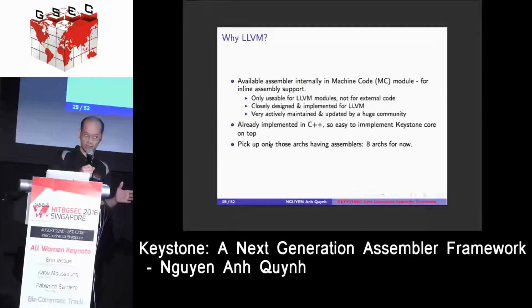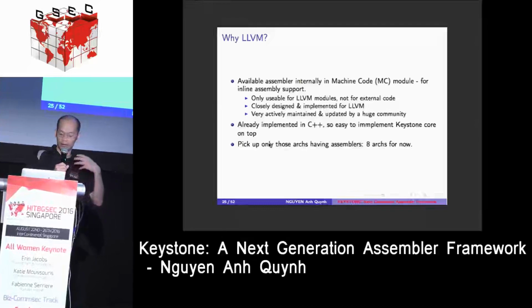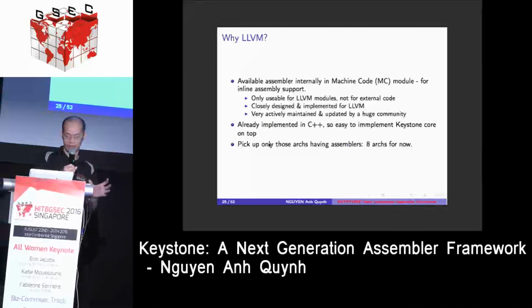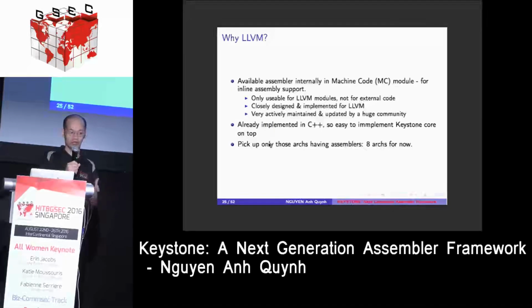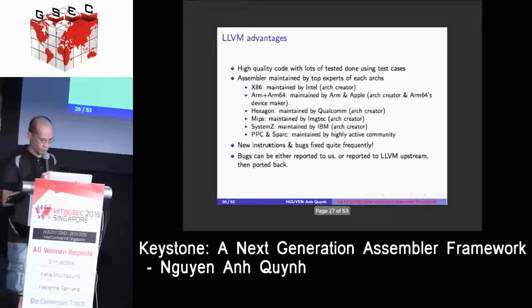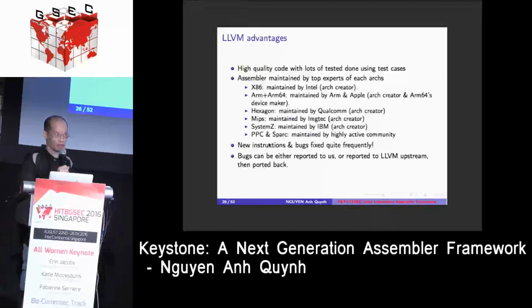The final note is that LLVM supports many architectures, but not all of them support an inline assembler. Only about 8 architectures now support an inline assembler. So I can only build Keystone for those 8 architectures. So yeah, I went for LLVM because there are so many advantages.